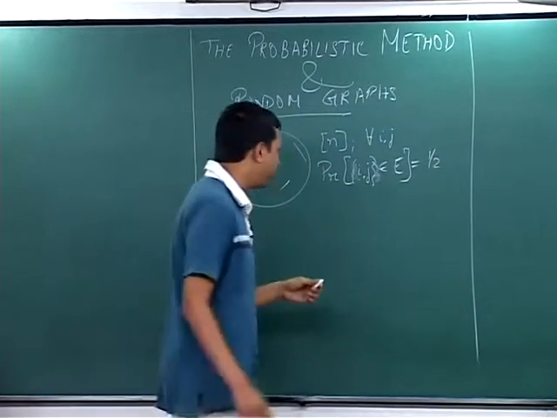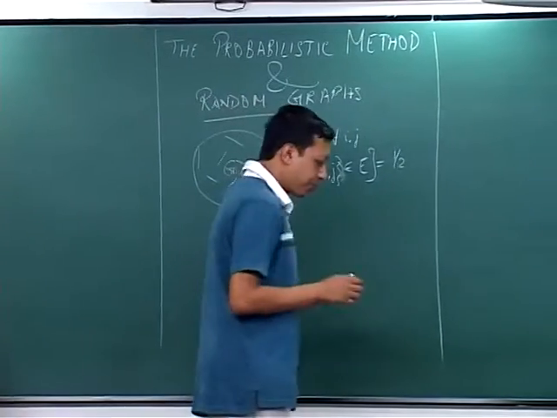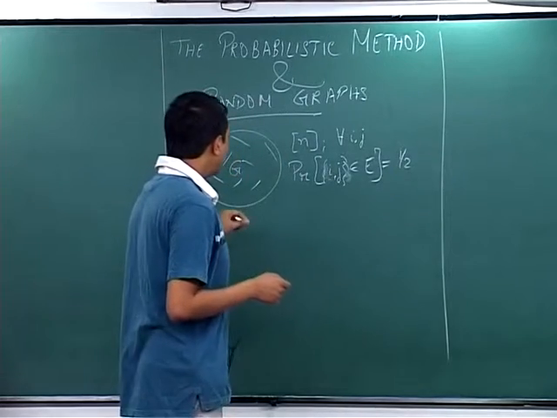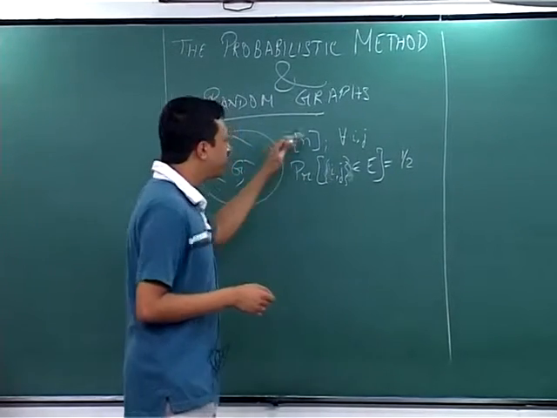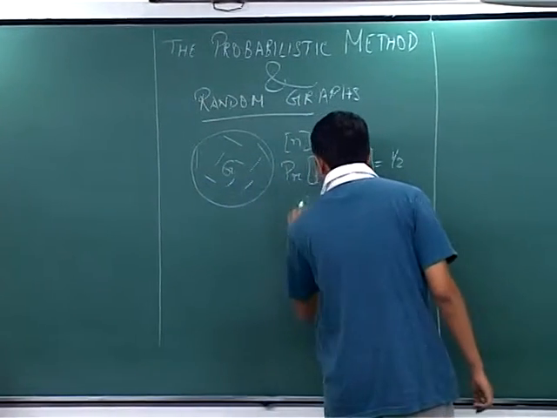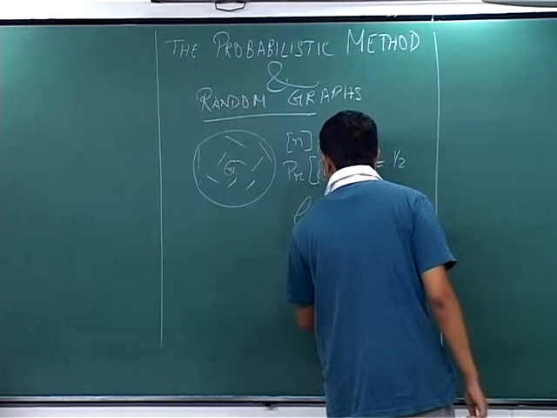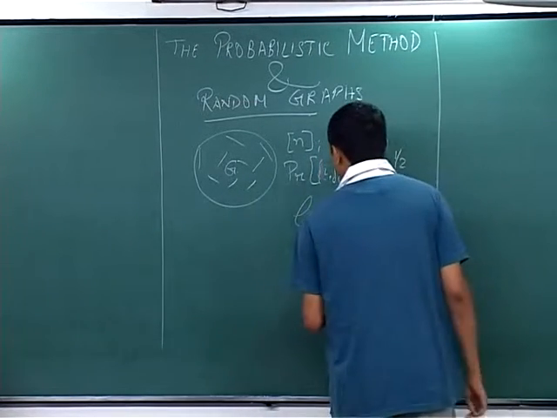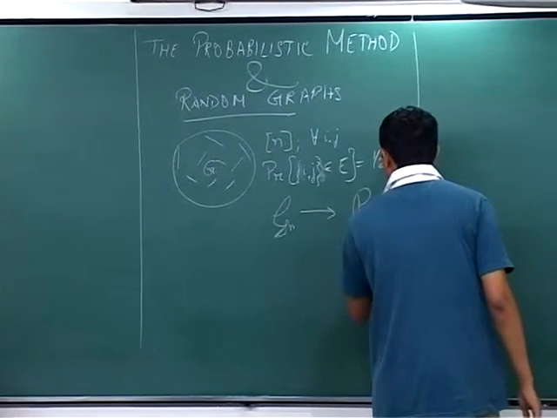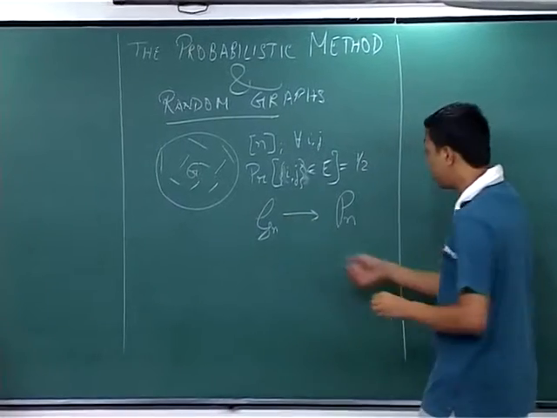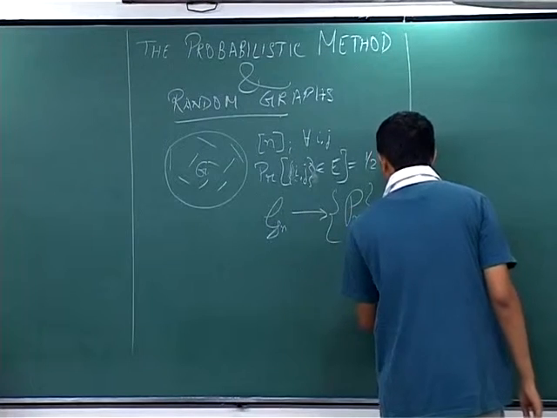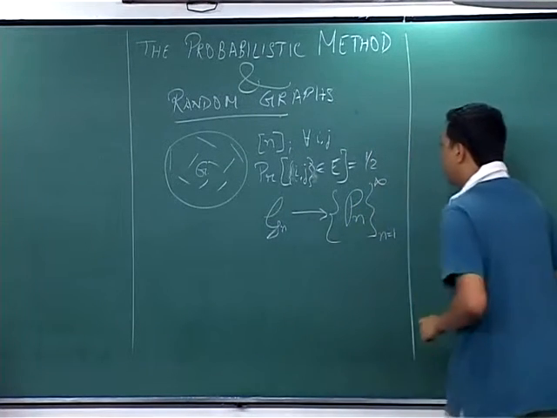Okay, so then what do we mean by a random graph? It is a sequence of probability distributions, and there is one distribution for each value of n. So if you let Gn be the set of all n vertex graphs, then corresponding to every Gn, you have a probability distribution over this set, and you consider the sequence of distributions.